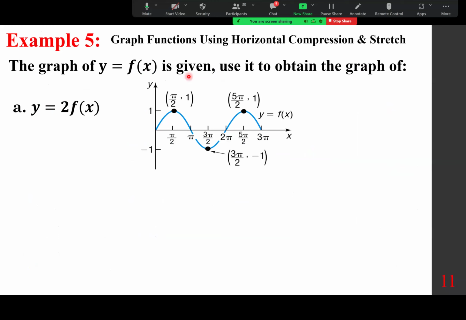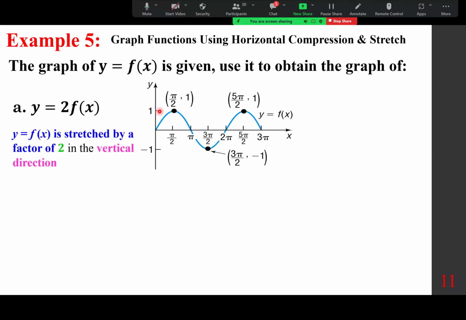The graph of y equals f of x is given. It's a sinusoidal function. In fact, it's y equals sine x. I use it to obtain the graph of y equals 2 times f of x. So f of x, the y coordinate, is being stretched by a factor of 2 in the vertical direction. When you look at these points, this is pi over 2 comma 1, and the result becomes pi over 2 comma 2. This one is 5 pi over 2 comma 2. This one is 3 pi over 2 comma negative 2.